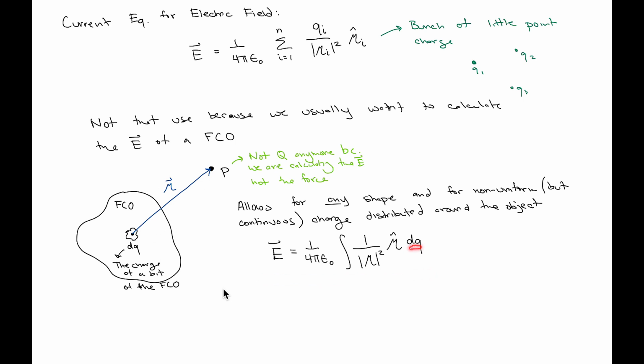This dq is the amount of charge in a little bit of it. This is the magnitude of the separation vector that separates that little chunk of charge from the point where I'm trying to calculate the field. And then this is our unit vector. It's going to point in the same direction, but it's going to have a magnitude of 1. So that's a pretty equation, but we're still not really done yet.